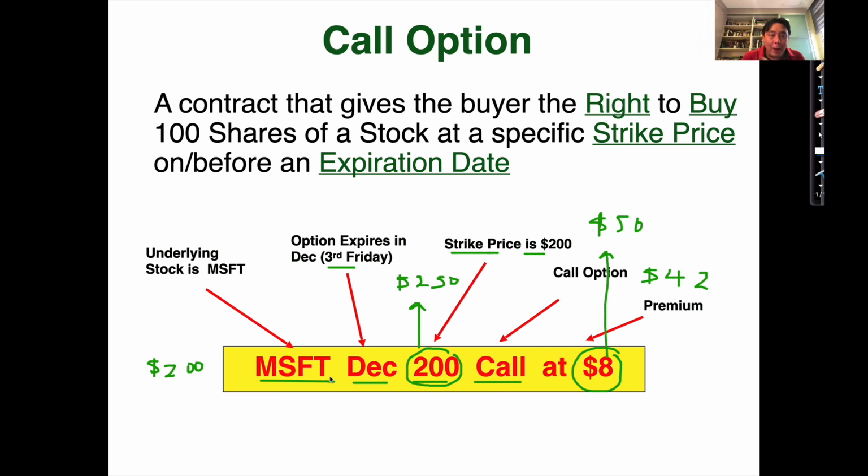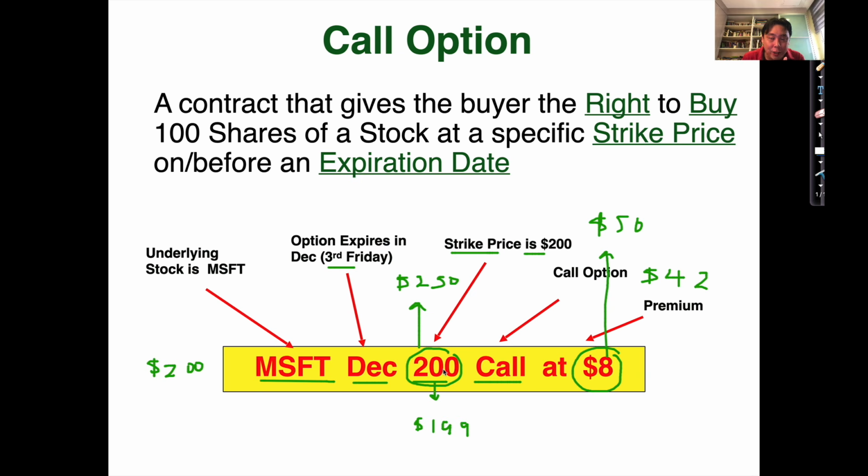Now, but what if after you have bought this call option, Microsoft fell from $200 to $199, and it stayed there by the expiration date, which means at expiration, Microsoft is at $199. Are you happy? No, you're not happy. Why? Because you have the right to buy Microsoft at $200, but now it's at $199. So why would you want to buy it at $199, right?